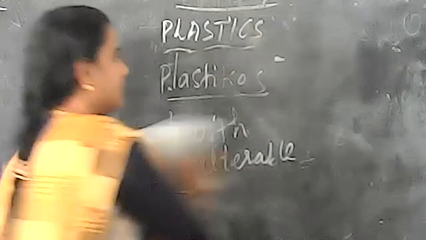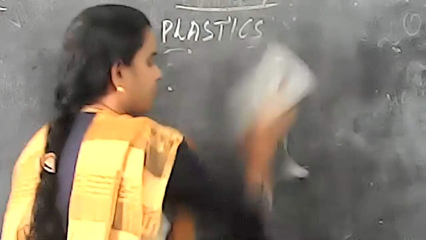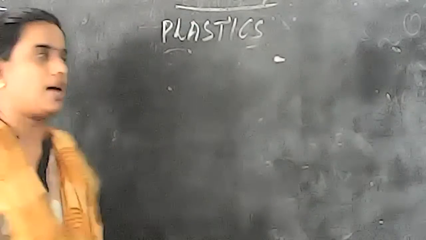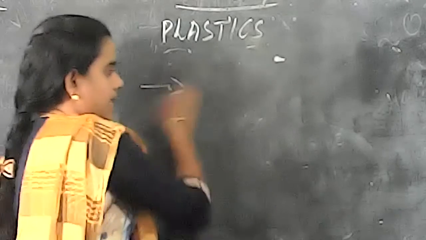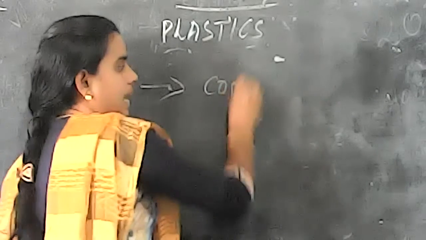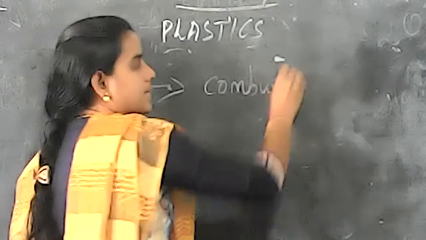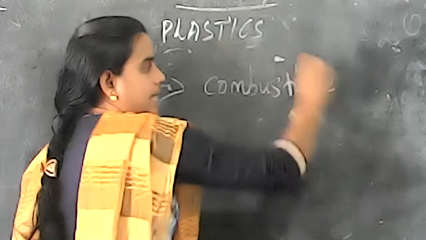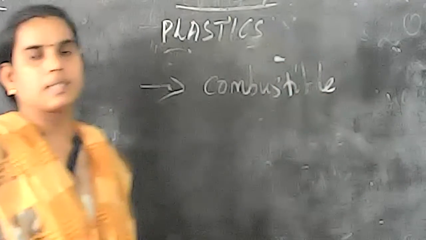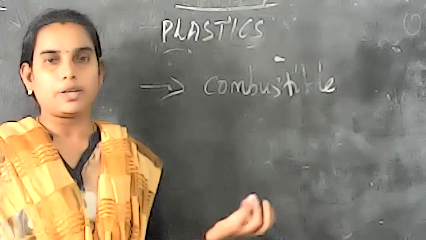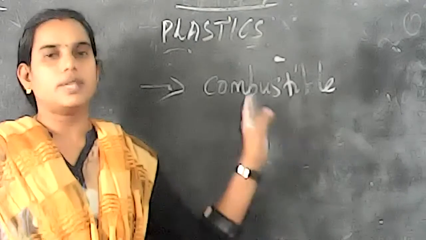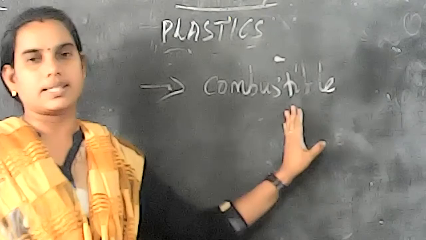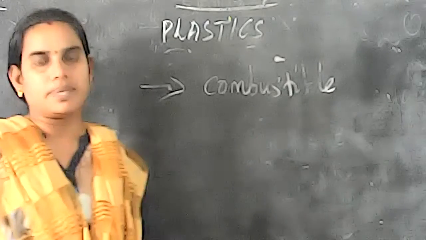Here we are going to learn what the characteristics of plastic are. The first characteristic is that plastic is highly combustible. It undergoes the combustion process. Combustible means it catches fire very quickly. So it is known as the combustion process. So it is highly combustible.